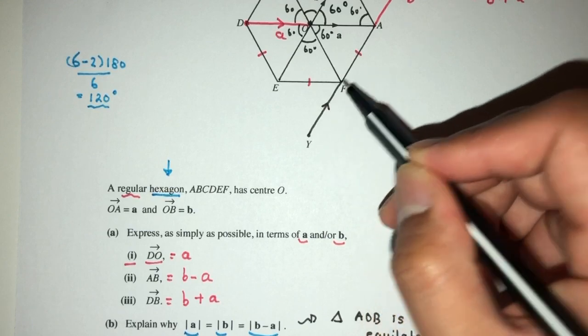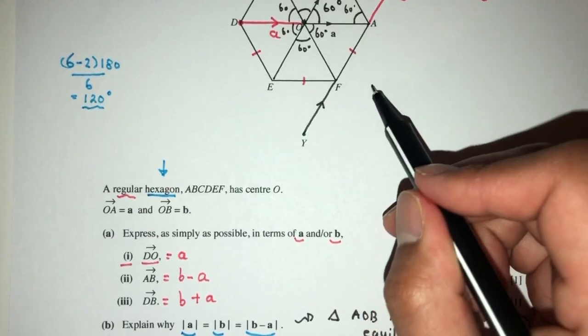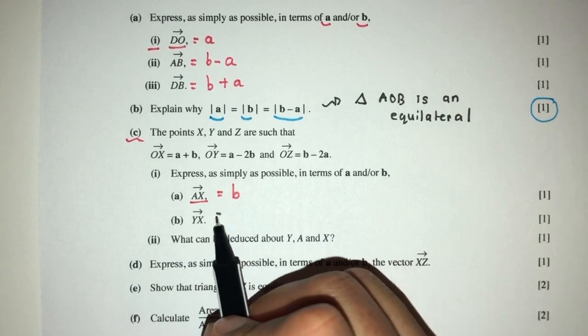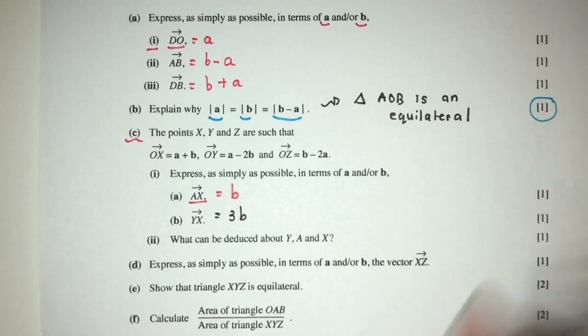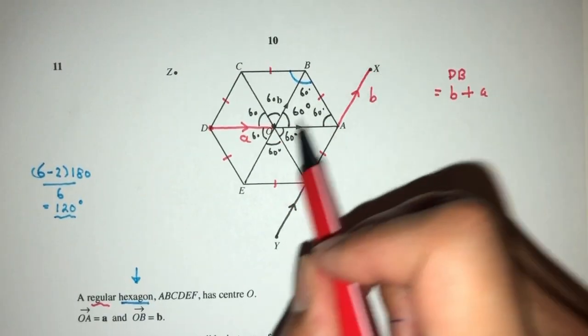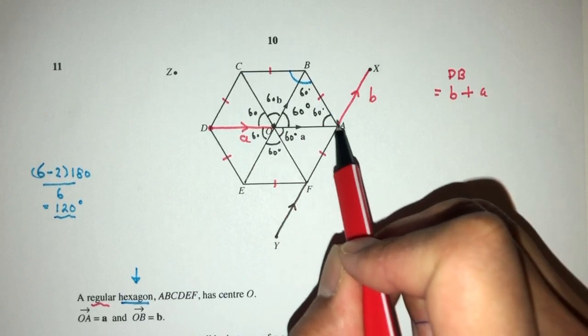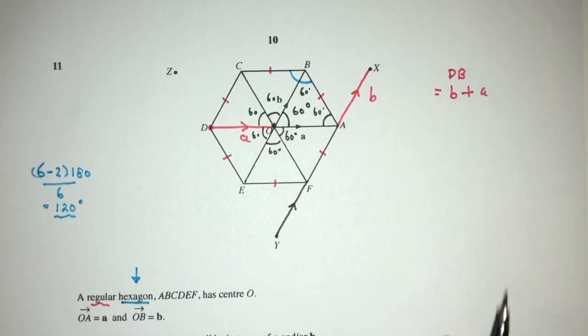This is B, B, and B. That will be 3B. YX is 3B. Of course, we have to read this first so we can derive something. Let's see. OX is A plus B. So OX, O going to X, will be A plus B. Okay, this is B. Fair enough.